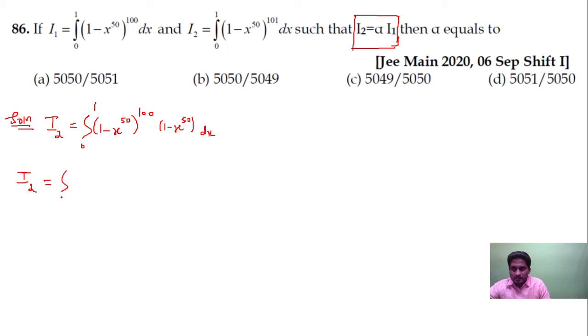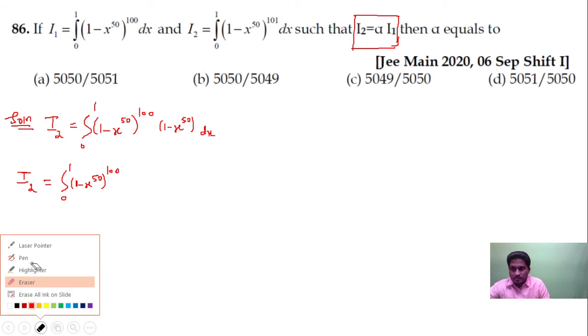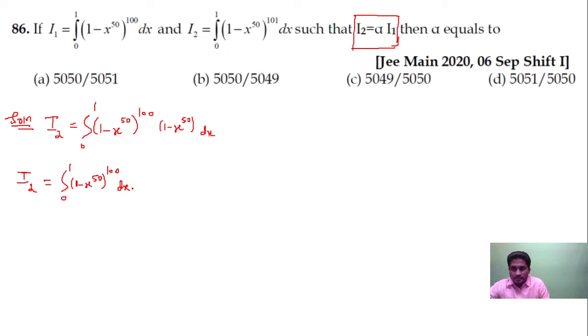I can write I2 as the integral from 0 to 1 of (1 minus x to the power of 50) whole power 100 into (1 minus x to the power of 50) dx, minus the integral from 0 to 1 of (1 minus x to the power of 50) whole to the power of 100 into x to the power of 50 dx. So I2 is equal to the integral from 0 to 1 of (1 minus x to the power of 50) whole power 100, which is the same as I1.